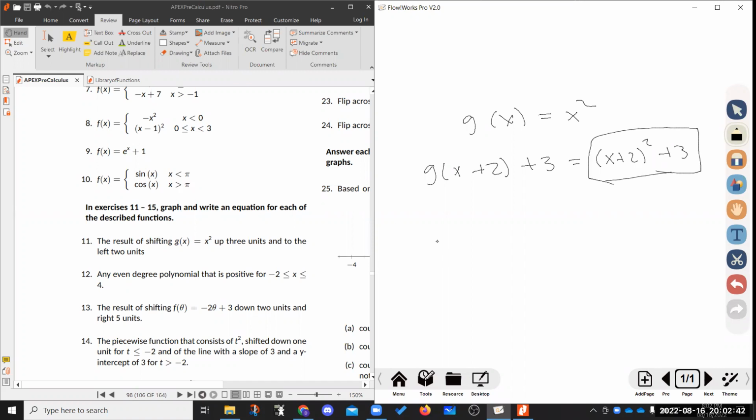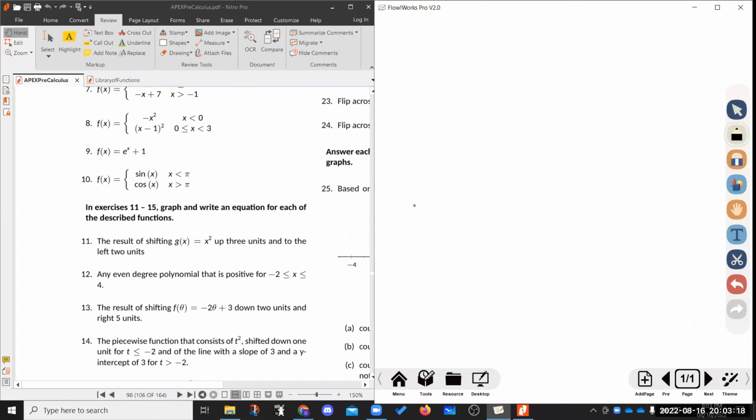Any even degree polynomial that is positive, it wants us to graph this. All right, so we want the vertex at (-2, 3), and it's going to open up. When I go 1 to the right, I go 1 up. When I go 1 to the left, I also go 1 up, based off the parent graph of y equals x squared. And there it is. It has the same shape as x squared. It's just been moved.